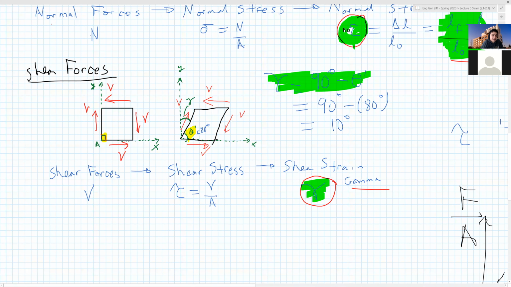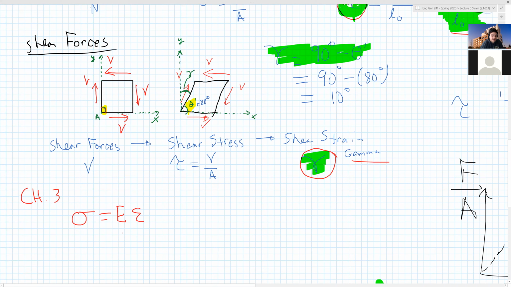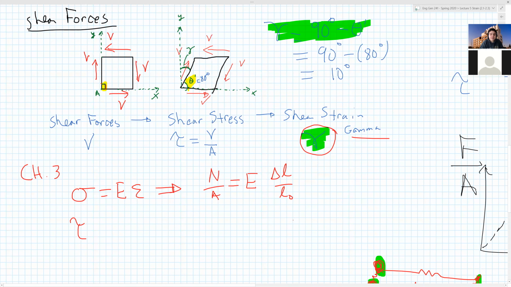Normal stress is related to normal strain with Hooke's law, Young's modulus. Let me rewrite this. What is sigma? Normal force over the area. What is Young's modulus? E. And then what is strain? Change in length over original length. I just expanded it. This is going to be very important for chapter 4 also.